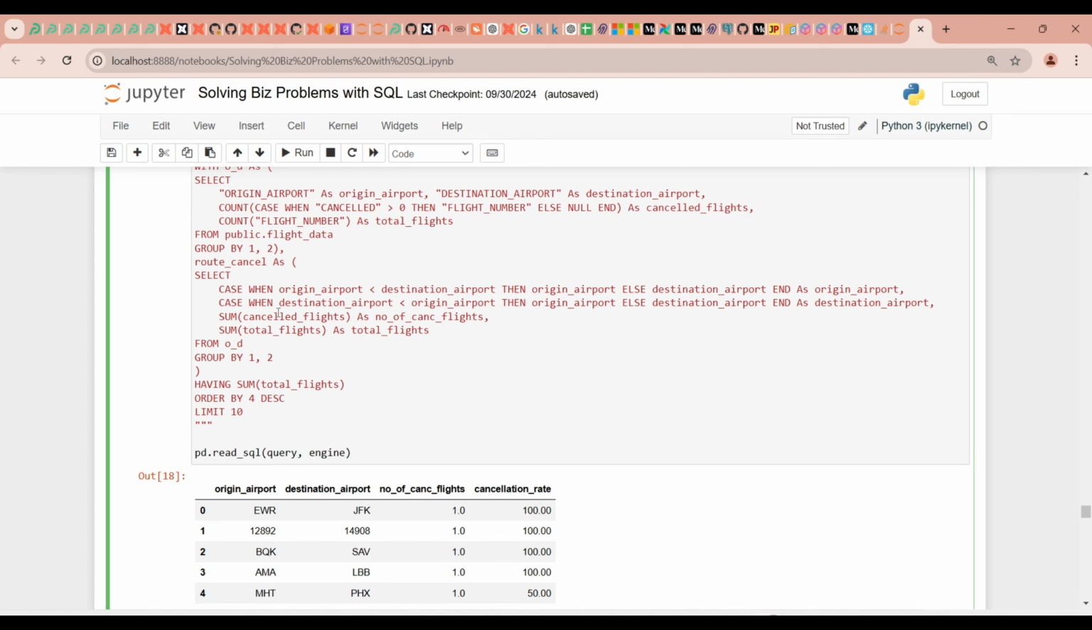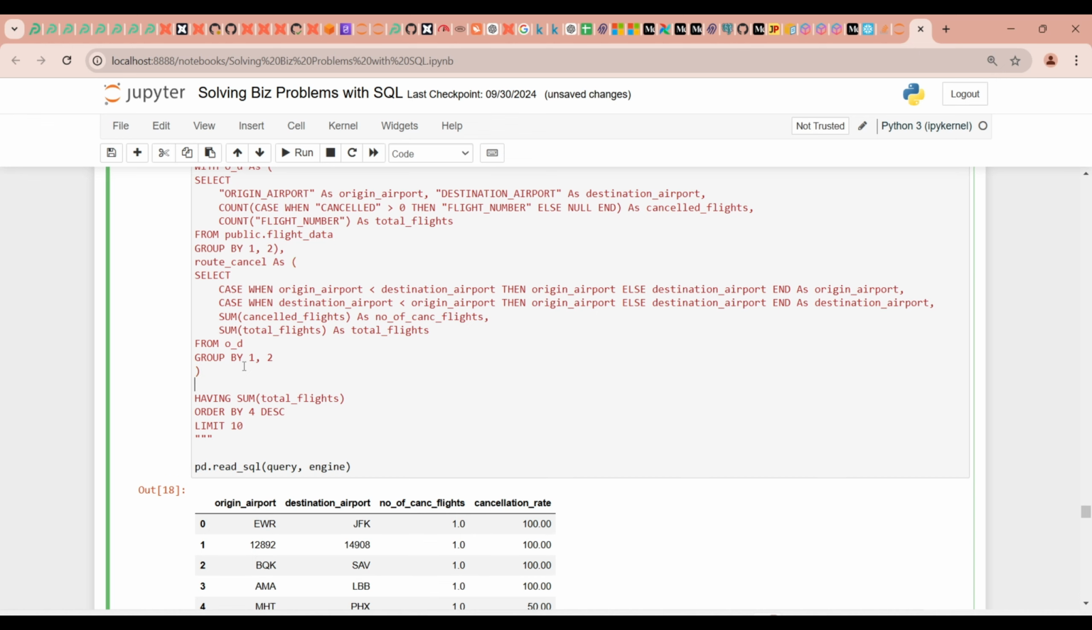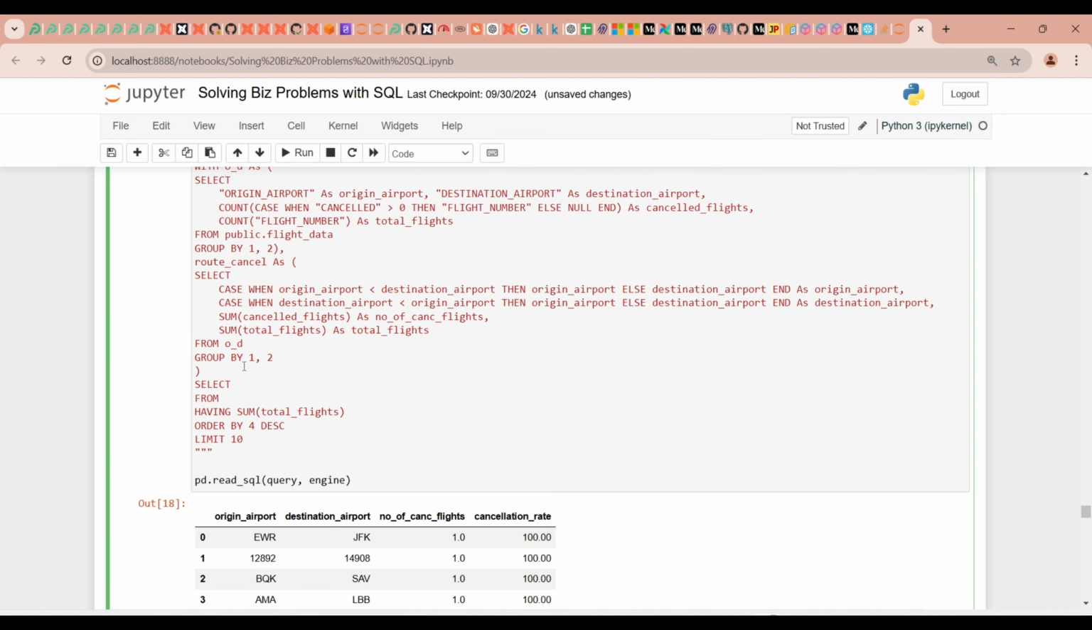All right. So after doing this, we now say okay, for us to consider the cancellation rate and stuff like that, just select this route cancel, select origin airport and destination airport.